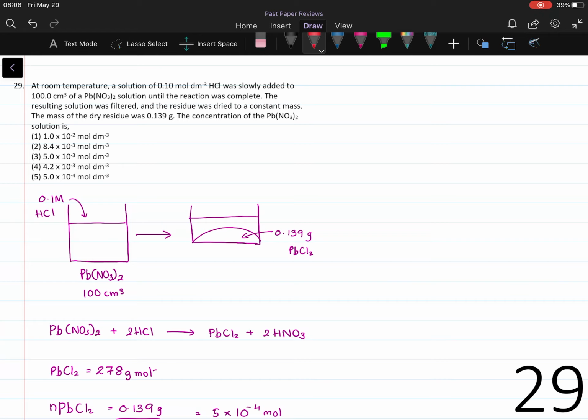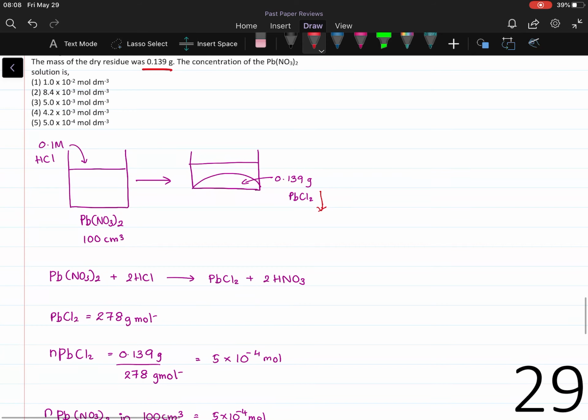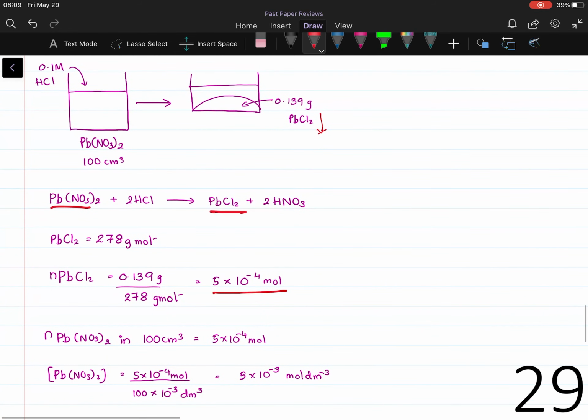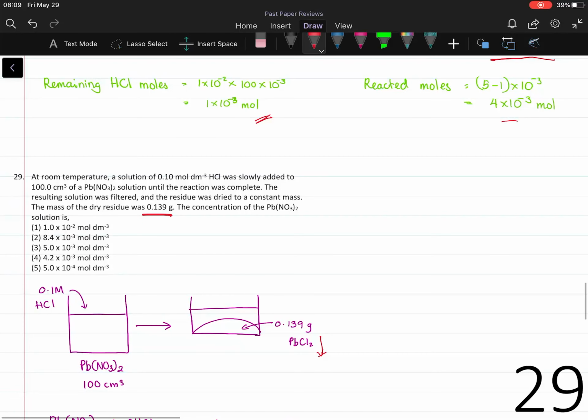What has happened here is that all of the lead in lead nitrate has precipitated as lead chloride. The lead chloride weight has been given to us. From there, we can calculate the moles. The number of lead chloride moles directly correlates with the number of Pb2+ ions. Because of the 1:1 ratio between lead nitrate and lead chloride, the same number can be used as the lead nitrate moles. From there, we can calculate the concentration of lead nitrate to be 5 × 10 to the power minus 3 moles per cubic decimeter, which gives us number 5 as our answer.